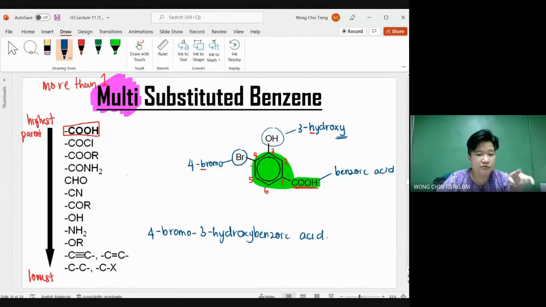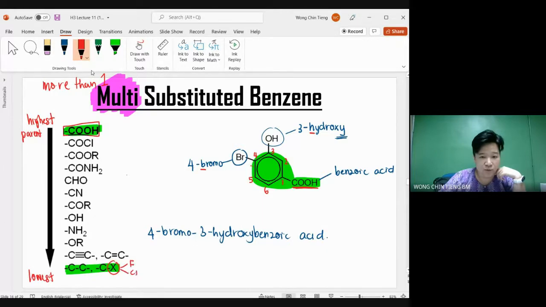Multi-substituted benzene. Multi-substituted benzene, kita ada chart that you need to follow where the highest priority is COOH, the lowest priority is your halogen. X adalah halogen ya, X adalah your fluoro, chloro, bromo. Diorang duduk kat priority yang paling rendah. Dengan kata lain, sayang, diorang takkan jadi parent lah. Okay, fluoro, chloro, bromo semua takkan jadi parent.